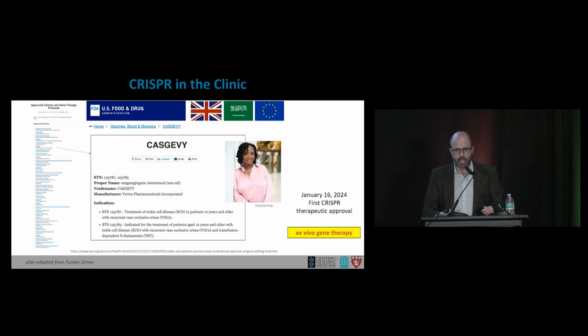Now, CRISPR in the clinic. You're probably aware that just earlier this year, we've had the first FDA-approved CRISPR treatment for sickle cell. This was work in collaboration with CRISPR Therapeutics and Vertex. So quite remarkable that it took approximately or less than 10 years from the discovery of CRISPR to having an FDA-approved treatment.